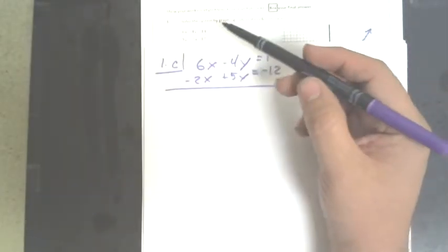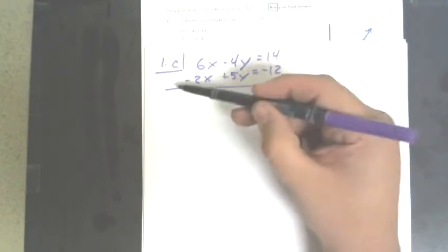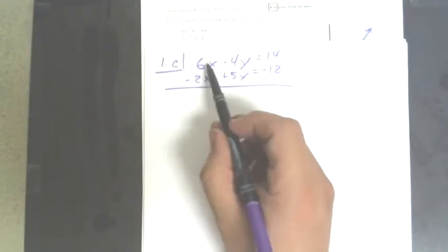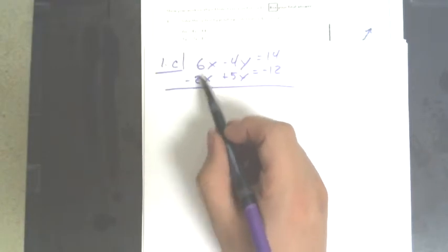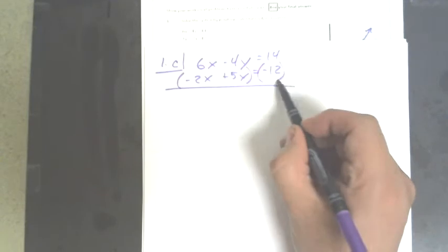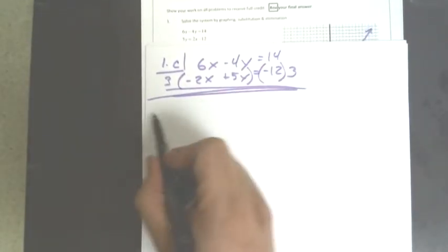So to do elimination method, we have to pick a variable to get rid of. We could get rid of the y's by multiplying the top equation by 5, the bottom equation by 4. That would make this negative 20 and positive 20, so they would go away. Or we could get rid of the x's by making them both 6's. We could make it a 6 by multiplying that bottom equation by 3, so that's probably simpler.